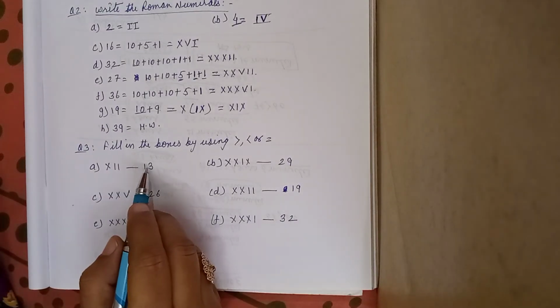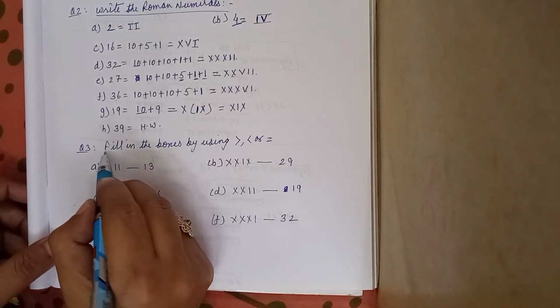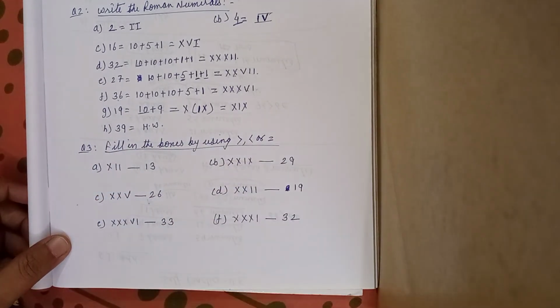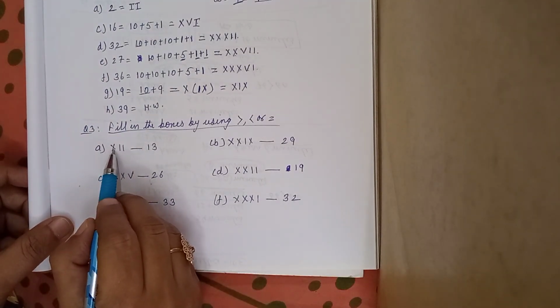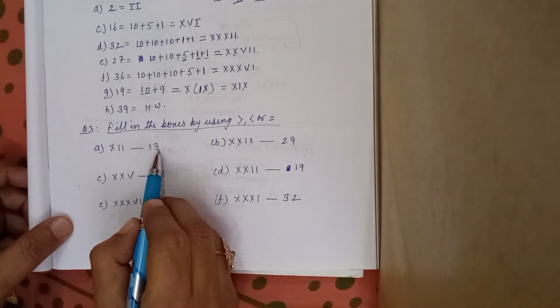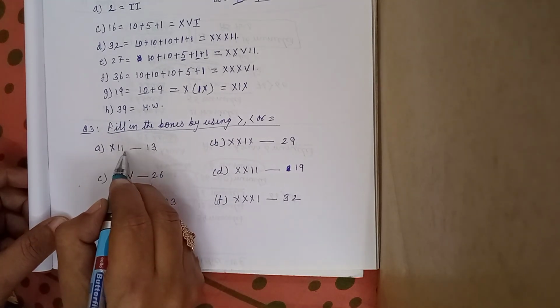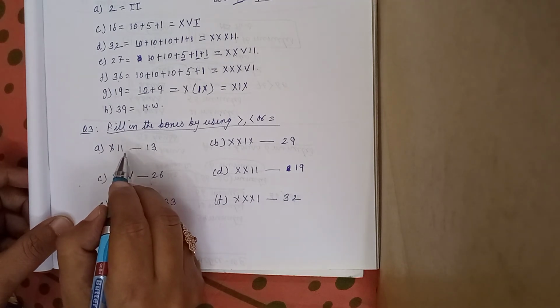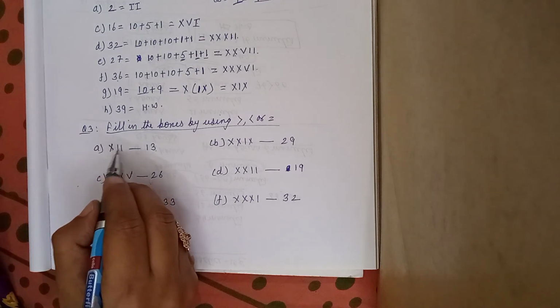Now the question number 3 is fill in the boxes using greater than, less than or equal to symbol to make the correct statement. So you have to fill the boxes with greater than, less than and equal to. In the question, one side it is given in Roman numeral, another side it is given in Hindu Arabic. So with the question what it is given in Roman numeral, first we will convert it into Hindu Arabic. So convert it. Question number A में it is XII को convert it into Hindu Arabic.